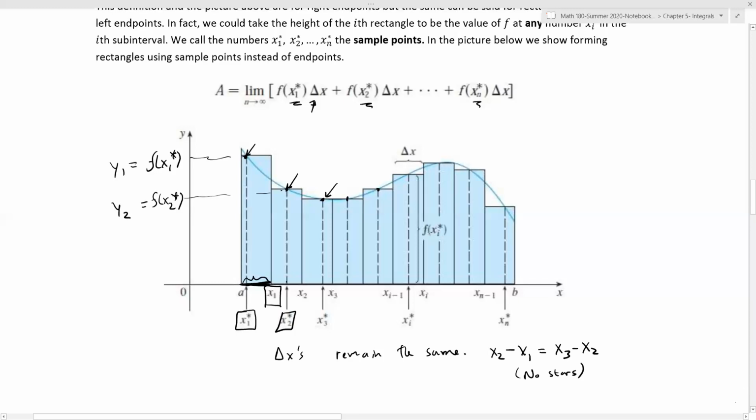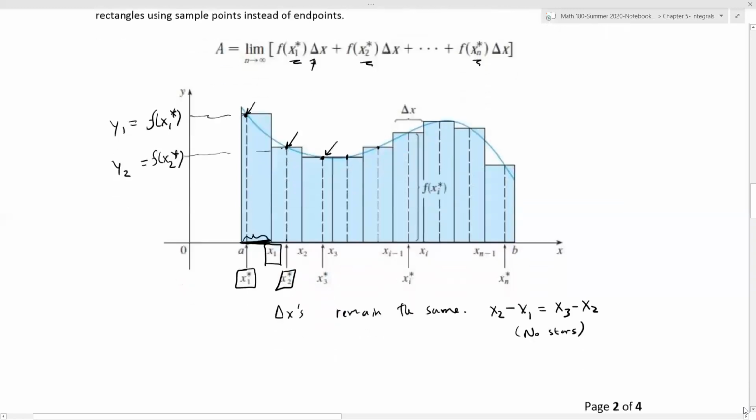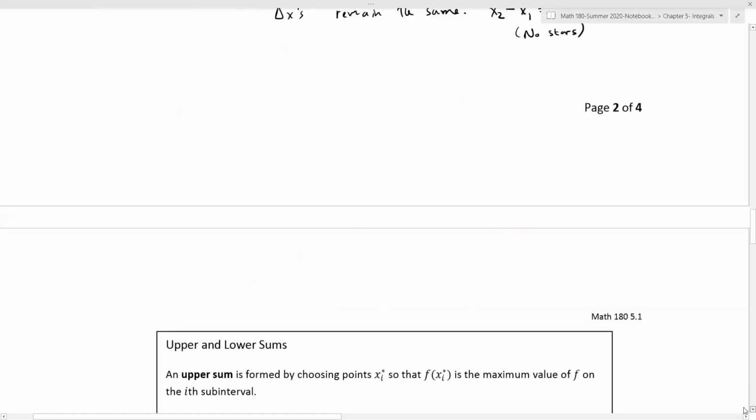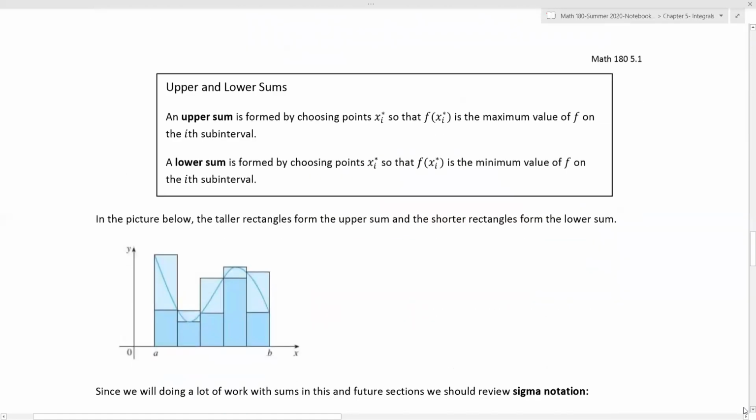Deep, deep stuff. Right? But the whole idea here is we can generate these rectangles. Okay, we're going to be able to generate these rectangles. All right. Now, let's talk about upper and lower sums, because allowing that we could sample from anywhere allows us to generate upper and lower sums. Okay?